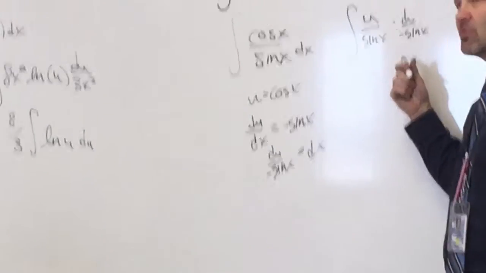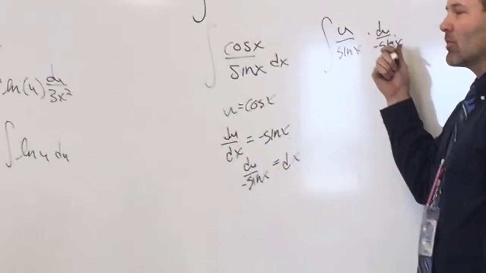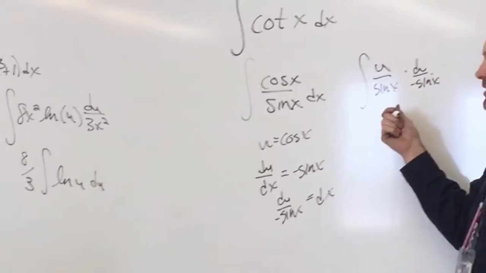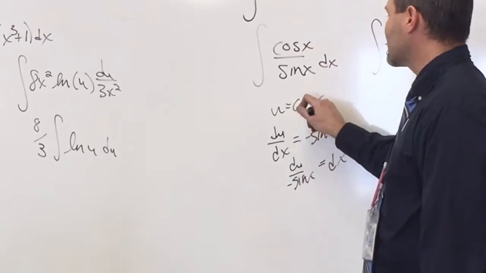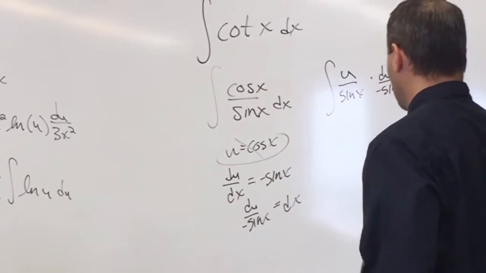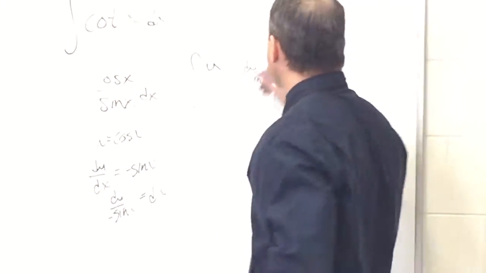Do you see that we chose the wrong thing? It didn't get rid of our x stuff. We have u's and x's. We did something wrong. Okay? So that is not the right choice for u. We're going to choose the bottom, which is sine x.